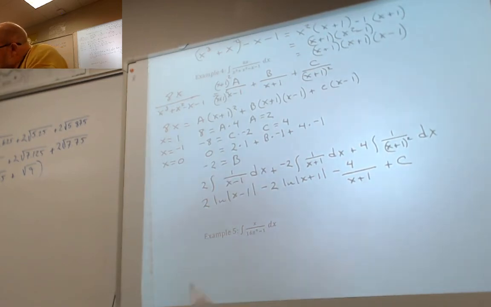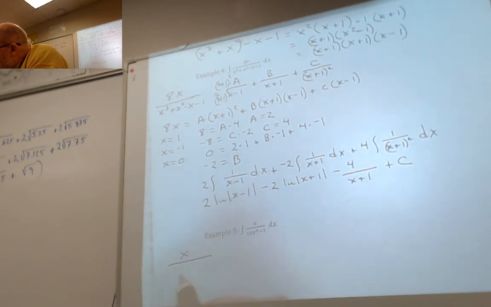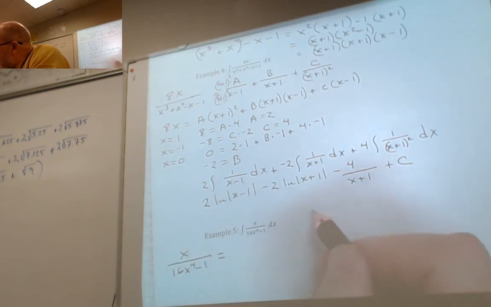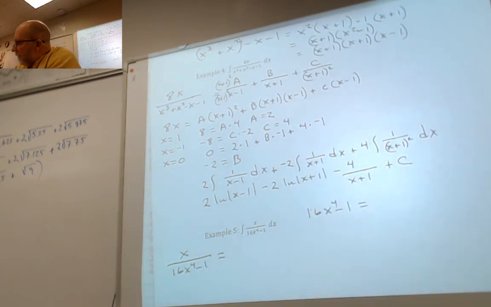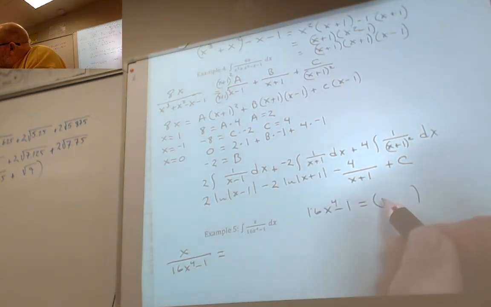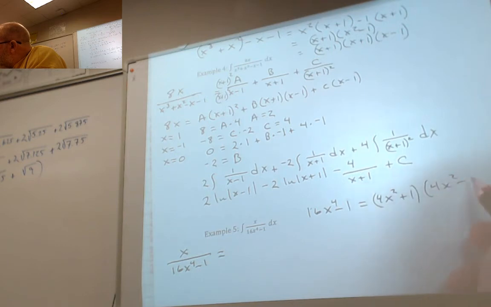Okay? So, x over 16x to the 4th minus 1 equals what? Well, let's take a look at 16x to the 4th minus 1. Usually on the side I factor that. What do you think that'll be? What squared? X squared. Something squared. Oh, 2x. 4x squared plus 1 and 4x squared minus 1.